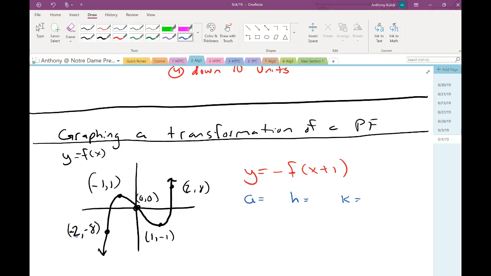Our value for A in this case. It is -1. Very good. So notice the negative sign out front, and you can always tack the 1 on there. So we have -1. My value for H. -1. Remember, don't get fooled by the H's. And the value for the K is 0.